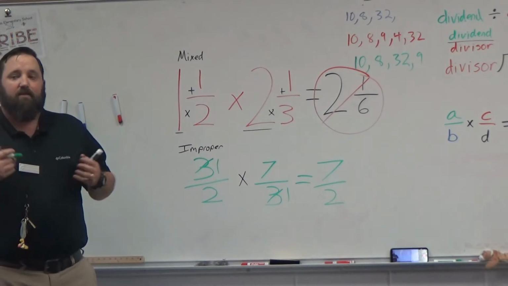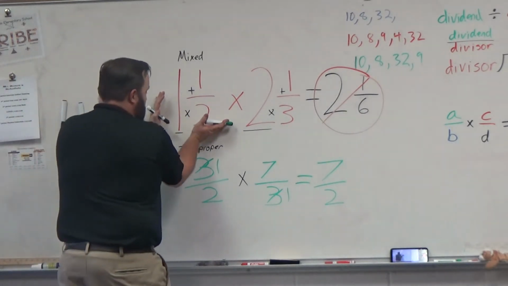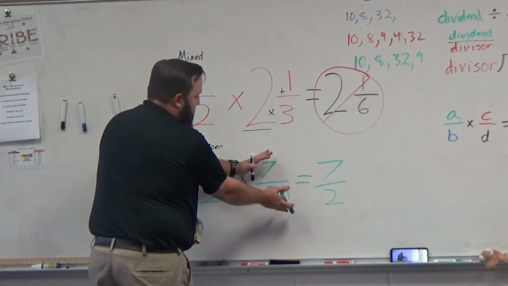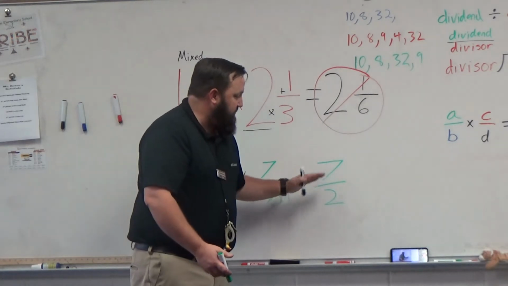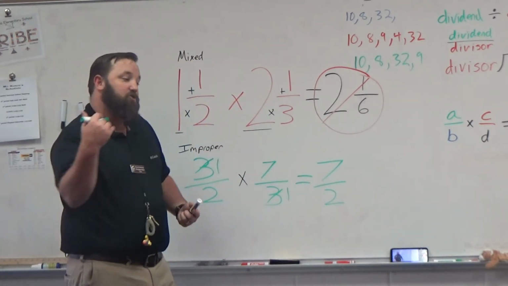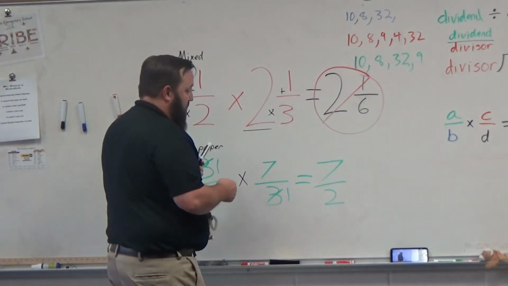Now, as I sit down and I look at it, now I have to simplify this improper fraction. That's what everybody struggles with because now I had to take my mixed number, make it an improper fraction, multiply it, and now I've got to take my product, which is an improper fraction, and to be proper, I have to change it into a mixed number. Yes, a mixed number.